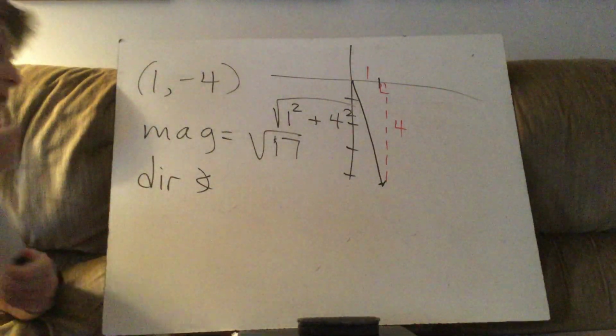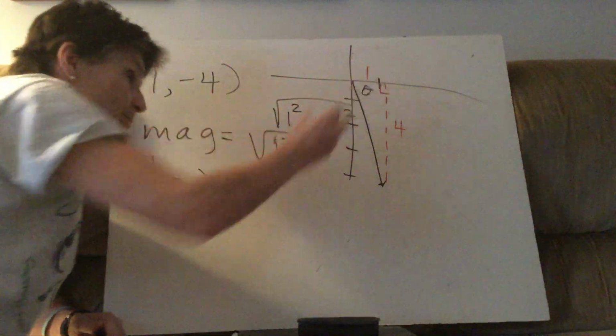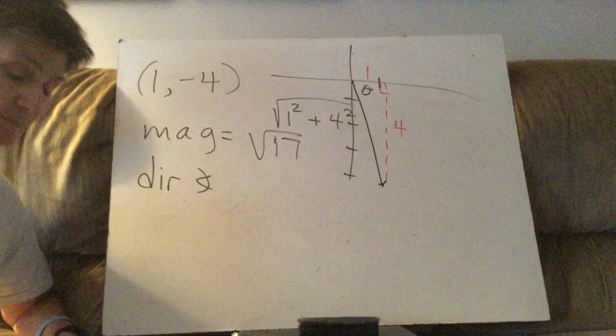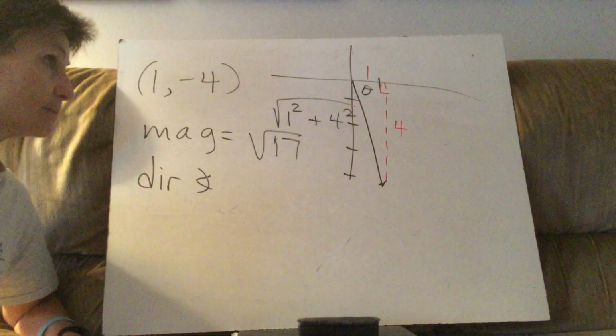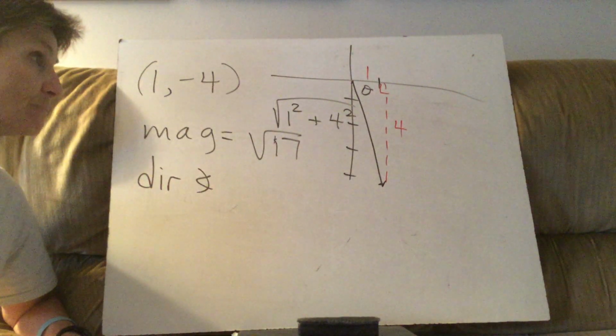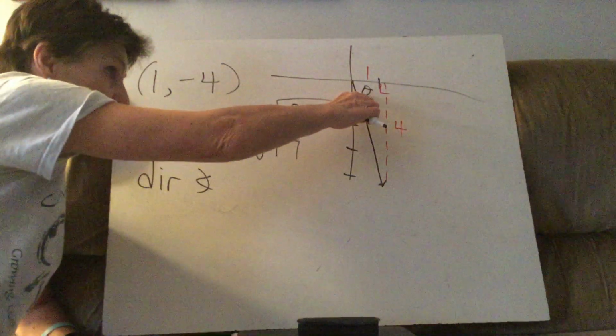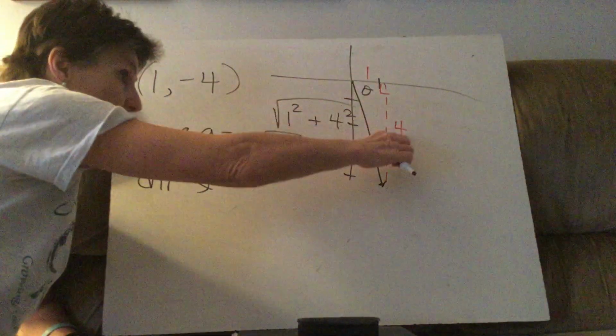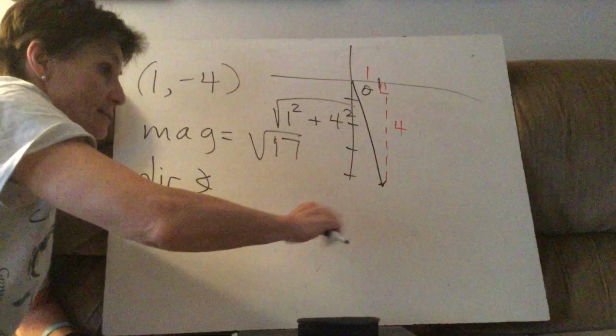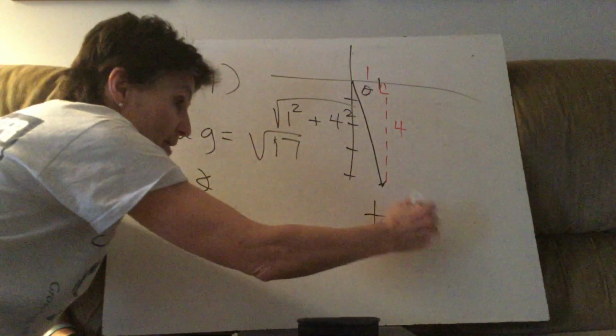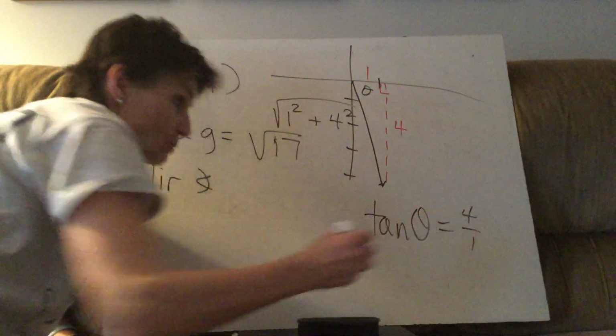Now, let's find this angle right here. We always find the angle at the origin. That's the one we're going to find. We know that that angle has an opposite side of 4 and an adjacent side of 1. So the tangent of that angle equals 4 over 1.